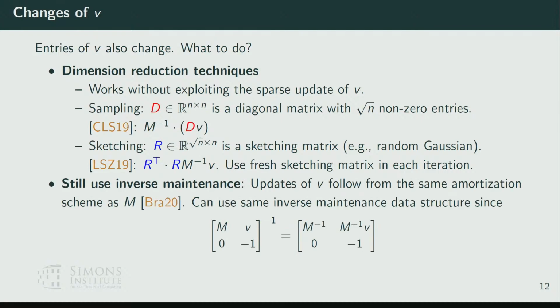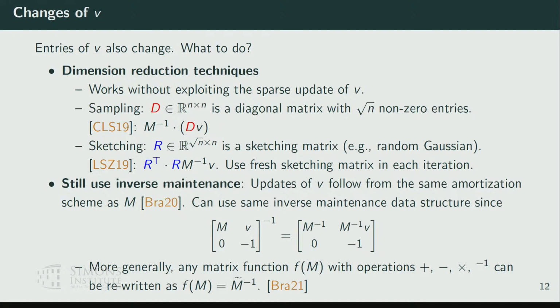And then later, there's a paper by Brand where he made these algorithms deterministic, because sampling or sketching are randomized by nature. His observation is that the vector v actually follows the same amortization scheme as the matrix M. And then he says that we can write this slightly larger matrix with v, so that the vector that we care about, M inverse v, would just show up in the inverse. So we can basically just use the data structure I described previously for this slightly larger matrix, and then in the end, you just read off this column in this matrix.